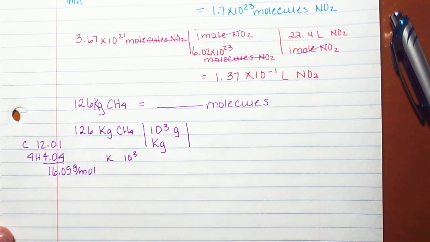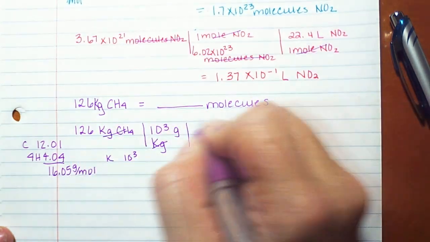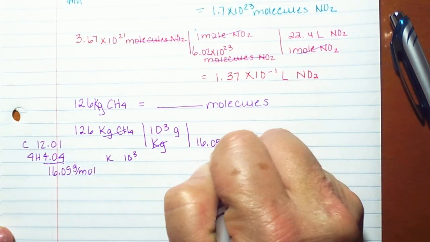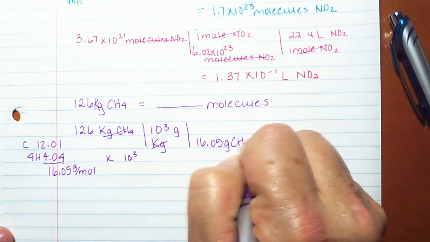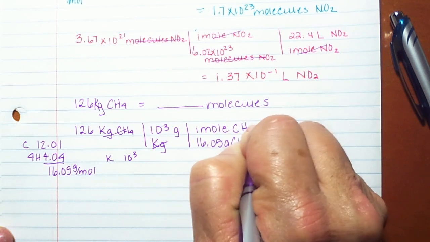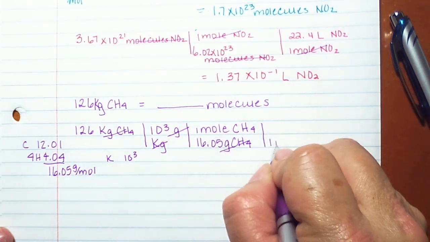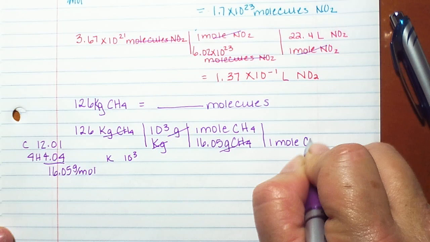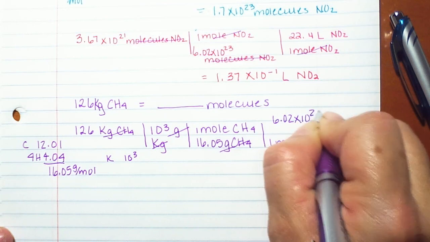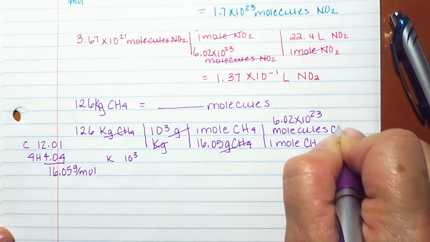And that's for methane. So now I'm going to cancel out my kilograms, right? And I'm going to go grams of methane to 16.05 grams of methane to 1 mole of methane. Okay, so now I'm in moles of methane, canceling grams of methane, and now I'm going to go from moles to molecules. 1 mole of methane, 6.02 times 10 to the 23rd molecules of methane.